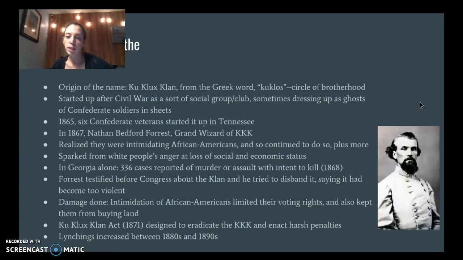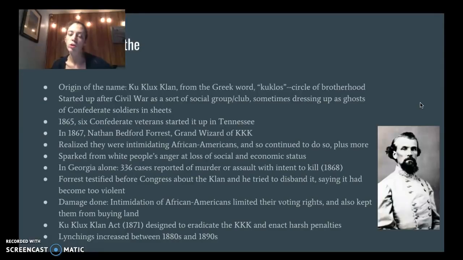But basically, Forrest goes to testify before Congress about what's going on with the Klan, and he tried to disband it, and he said that he'd had enough because it had become too violent. But the damage was really done because there were a lot of people who held these white supremacist views, who decided to continue these intimidation tactics, even if it wasn't under the banner of the Klan.